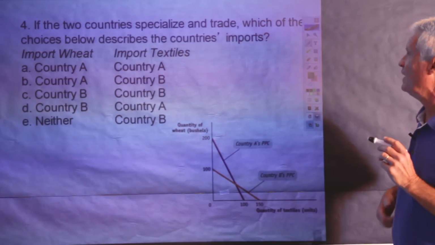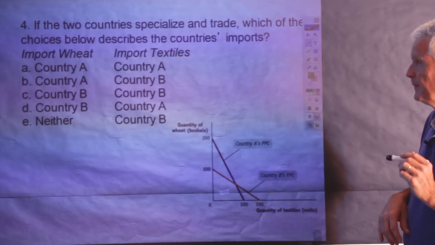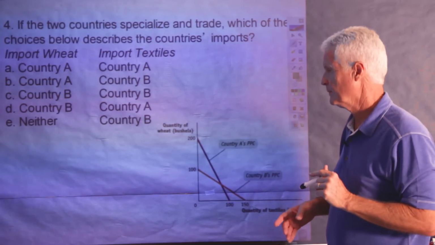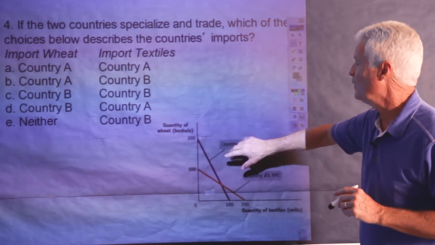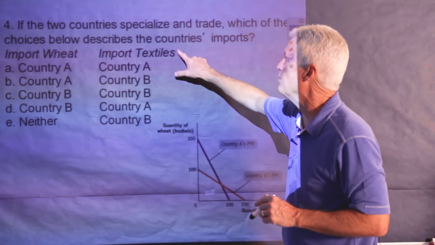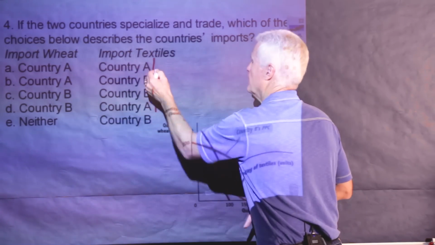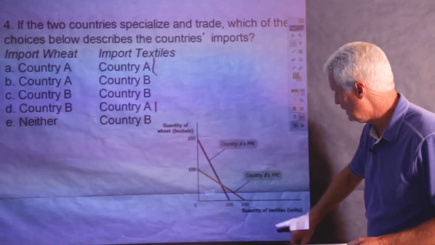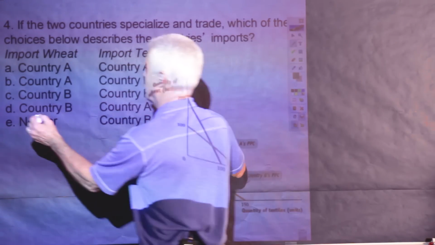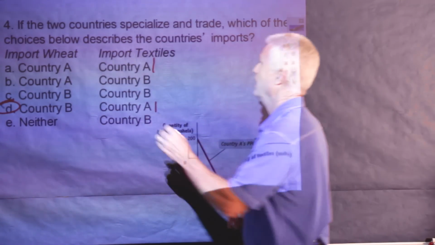Okay, if the 2 countries specialize in trade, which of the choices below describes the country's imports? Pause the video, answer the question. Okay, so country A is producing wheat. So country A is going to import textiles. So that gives us those 2 choices. And since country B is going to be producing textiles, they're going to import wheat, which is answer D. Okay, last question.